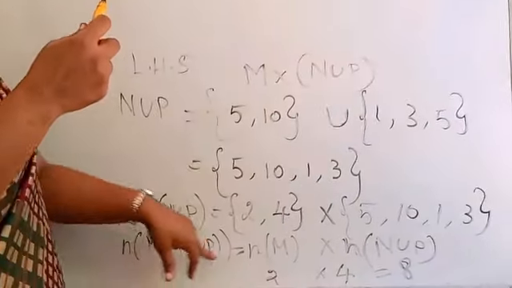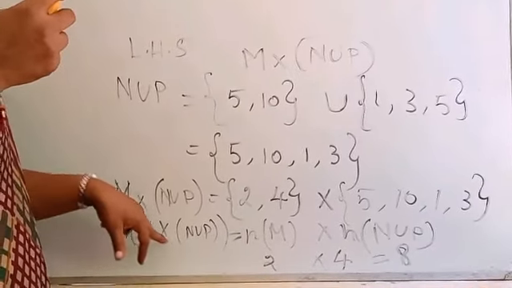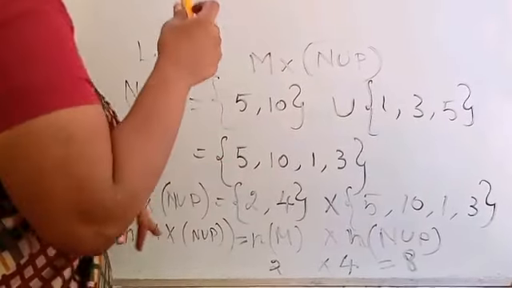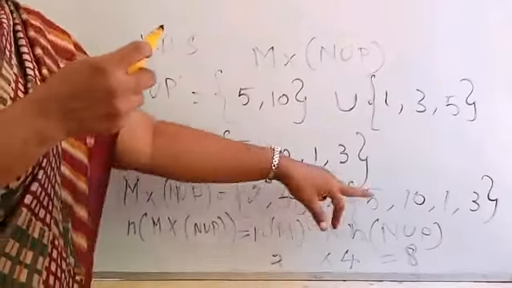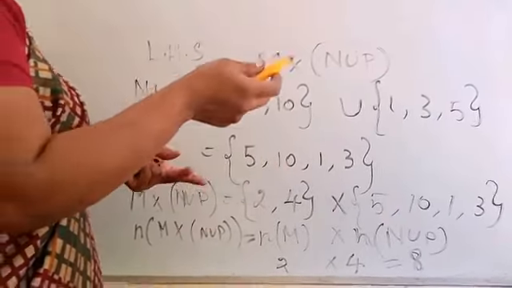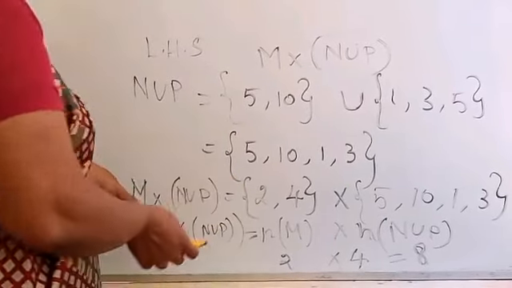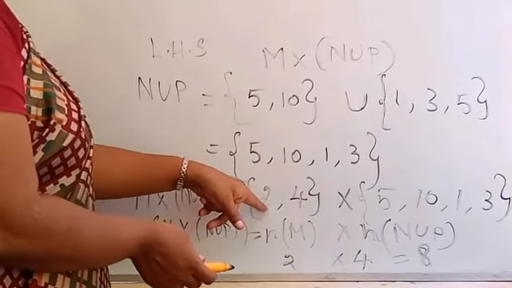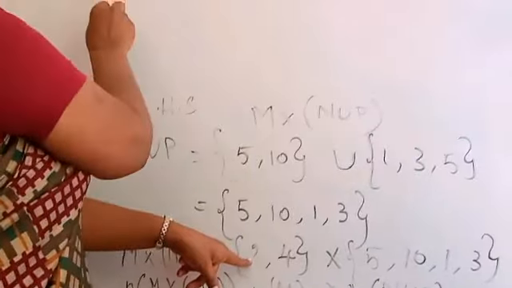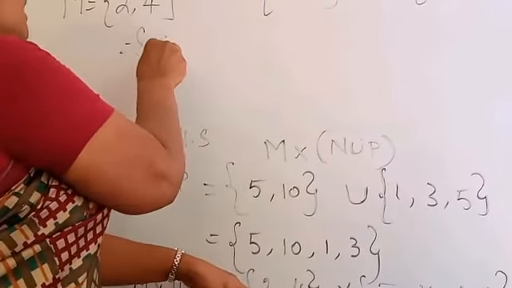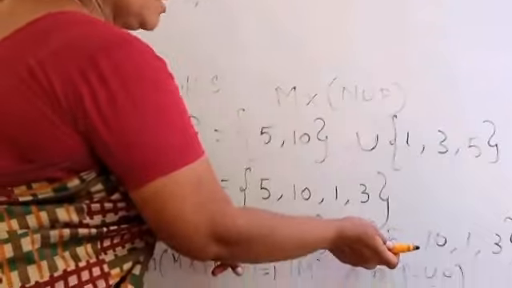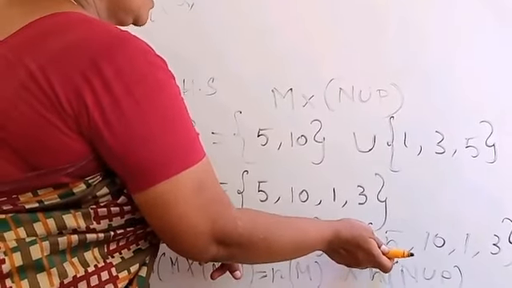Okay students, what are the elements of this Cartesian product of M cross N union P? Shall we find out? You have the set here. So you have to pair them. The first element of the pair will come from which set? It will come from set M. So what is it? It is 2. So it is 2 comma, the second element will come from the union set, which is nothing but 5.